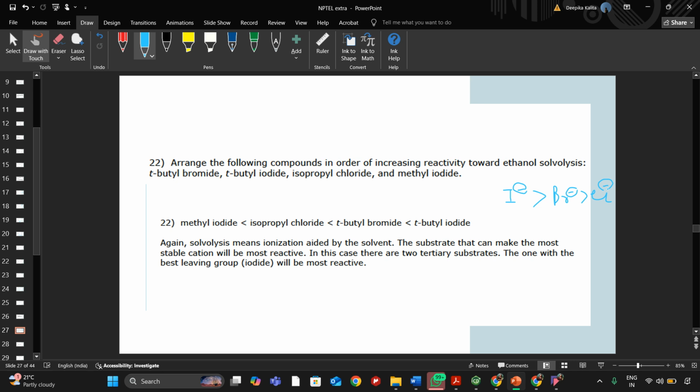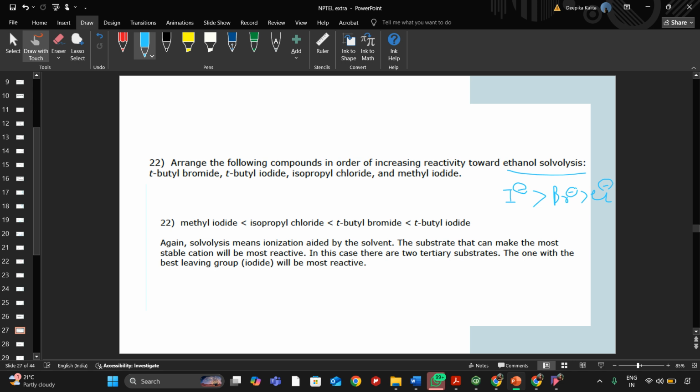Along with that, you have to know the concept of stable carbocation. In ethanol solvolysis reaction, we get stable carbocation formation in the course of the reaction mechanism. So, in this reaction, the more stable carbocation will be preferentially formed. Hence, out of tertiary butyl, isopropyl, and methyl, tertiary butyl will be formed most readily because that will be the most stable carbocation, which will be followed by isopropyl, and lastly, we will get methyl.